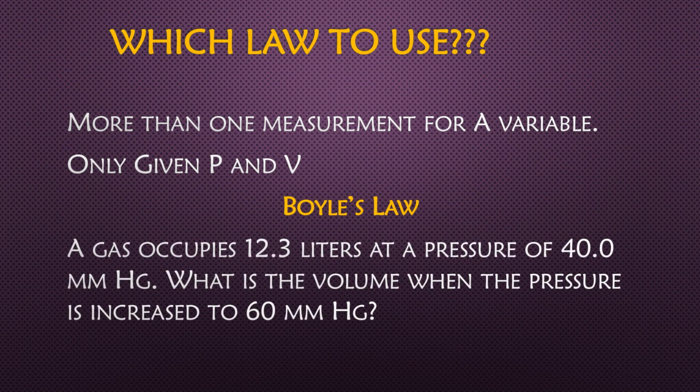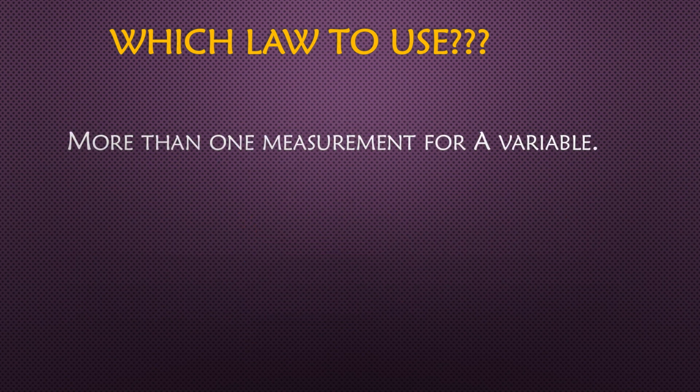So for example, a question like this. We have a gas that occupies 12.3 liters. So that 12.3 liters is the first volume. And then that is at a pressure of 40.0 millimeters of mercury. And then the question is asking what is the volume when the pressure is increased to 60 millimeters of mercury. So we have one measurement or one quantity for a volume. We've got one quantity for pressure. Then we've got another pressure, and we are supposed to find the second quantity, or the second number, for the volume.